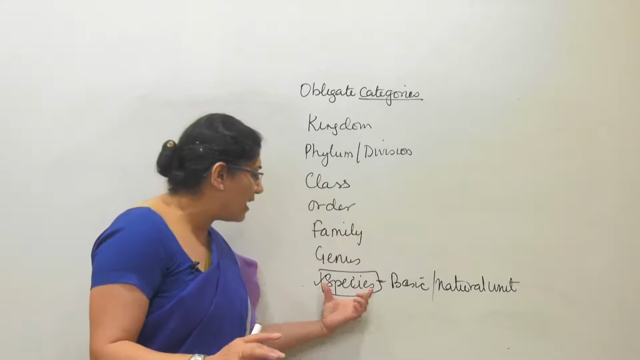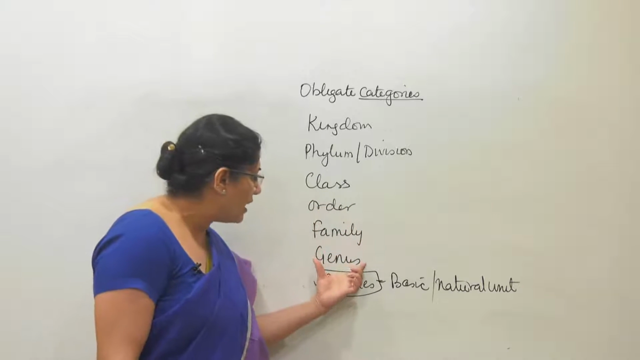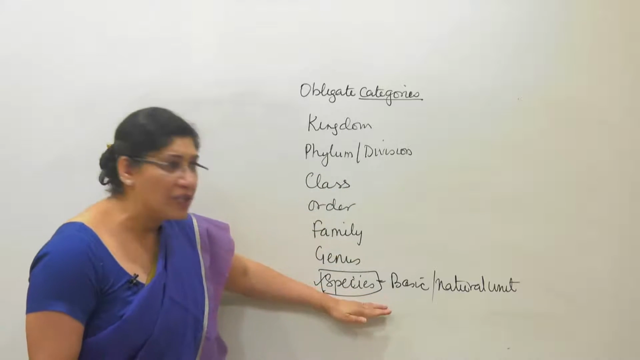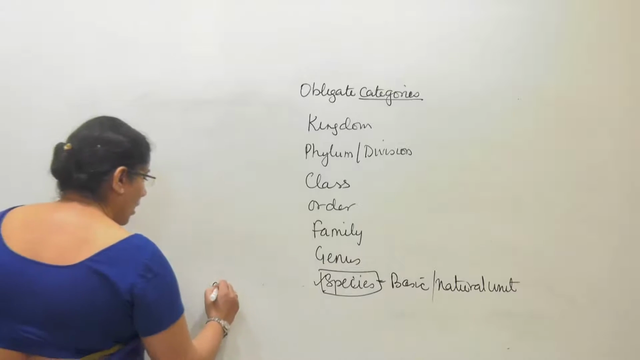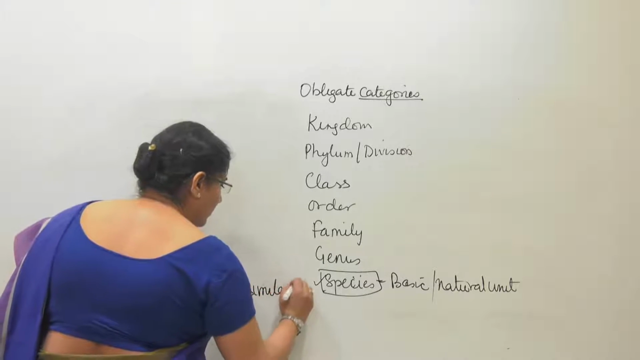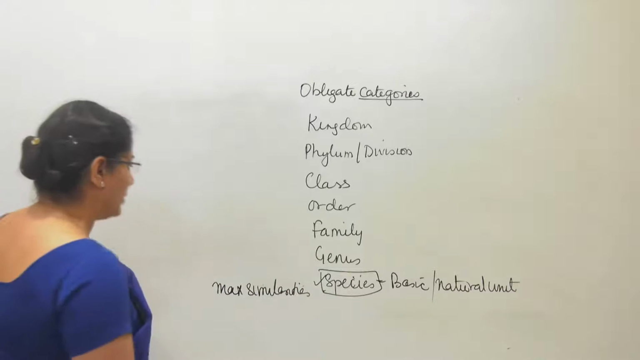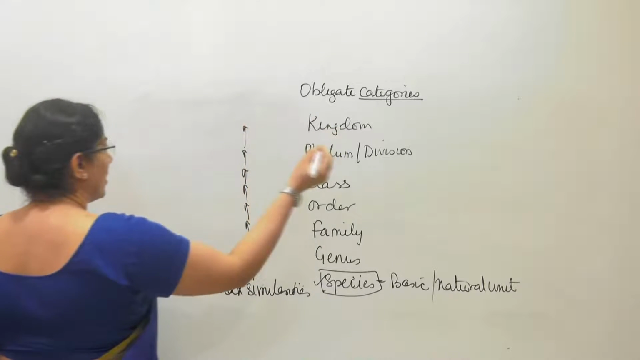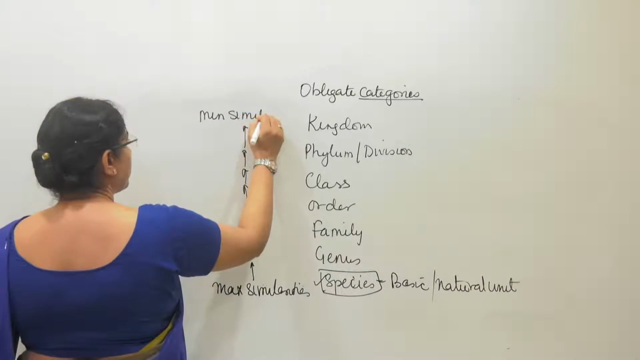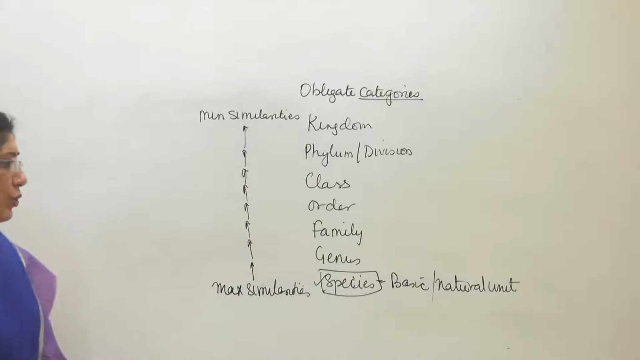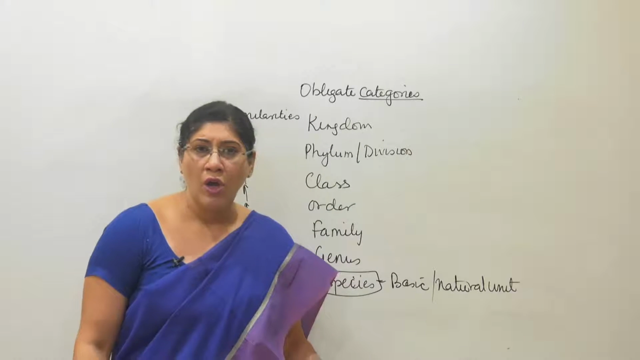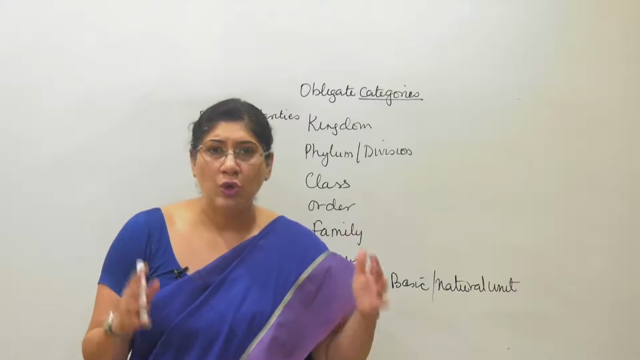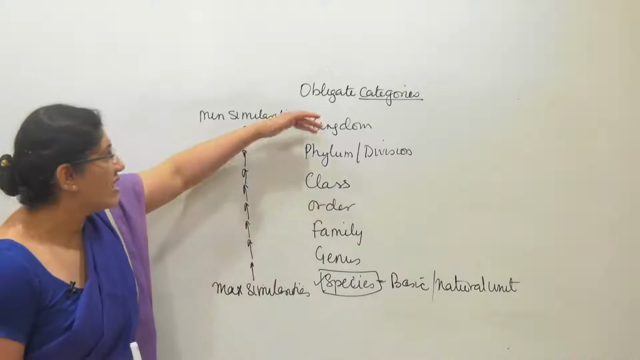These categories are aggregation of species with respect to increasing dissimilarities and decreasing similarities. Means the members of a species will have maximum similarities amongst themselves because they belong to the same species. As you move up, the similarities will decrease because the group is becoming larger. So as I move from species to kingdom, the term we use is common characters, meaning commonly shared characters.